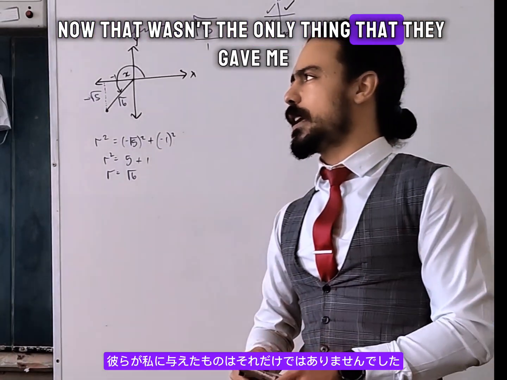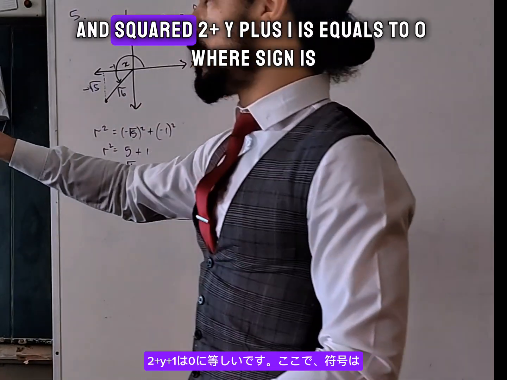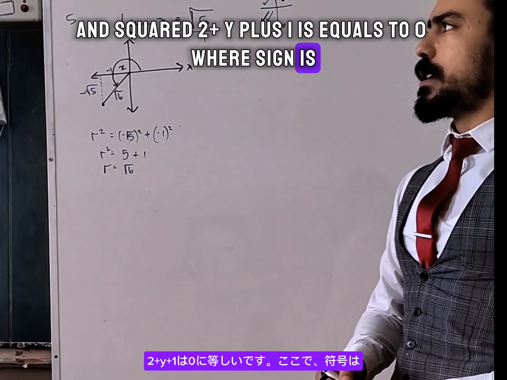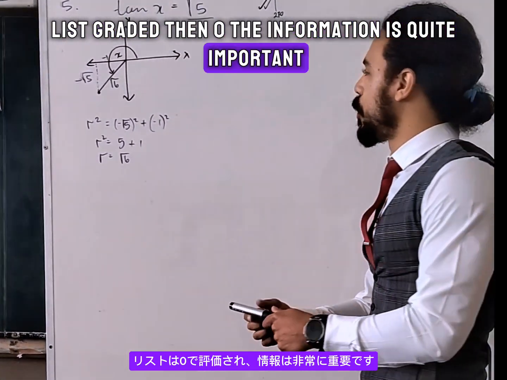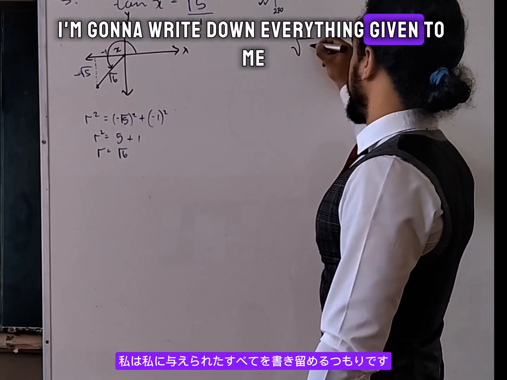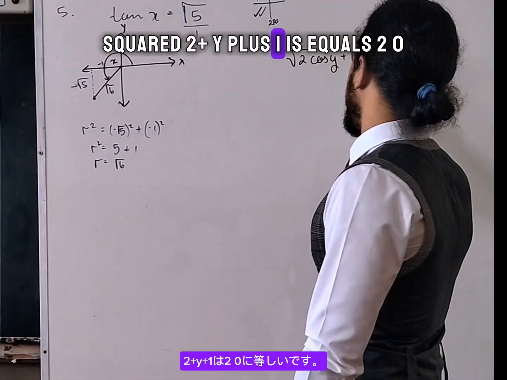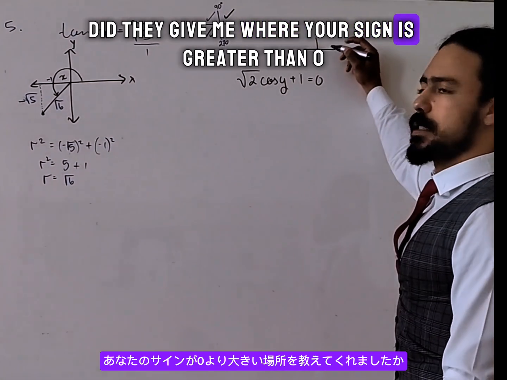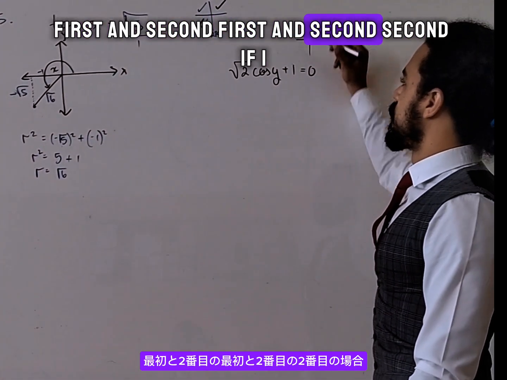Now, that wasn't the only thing that they gave me. They also gave me square root of 2 cos y plus 1 is equal to 0, where sin is greater than 0. That information is quite important. I'm going to start from the back. This is for y. I'm going to write down everything given to me. Square root of 2 cos y plus 1 is equal to 0. What else did they give me? Where sin is greater than 0. First and second quadrant.